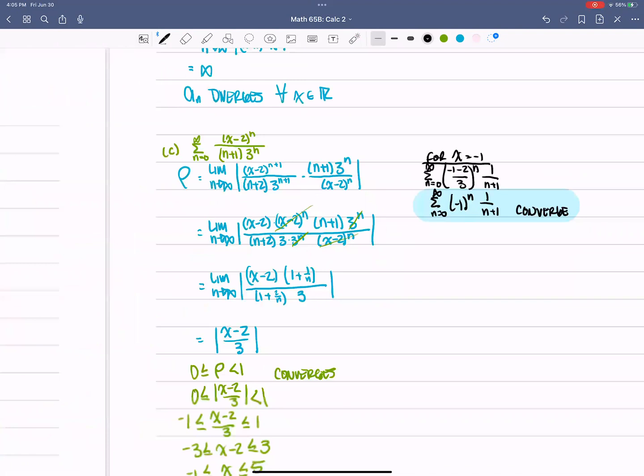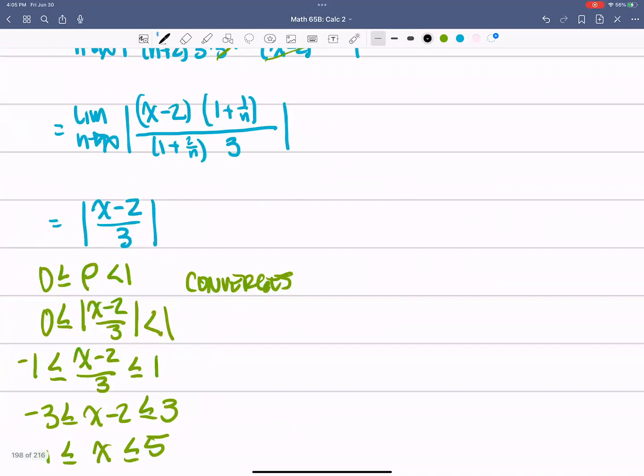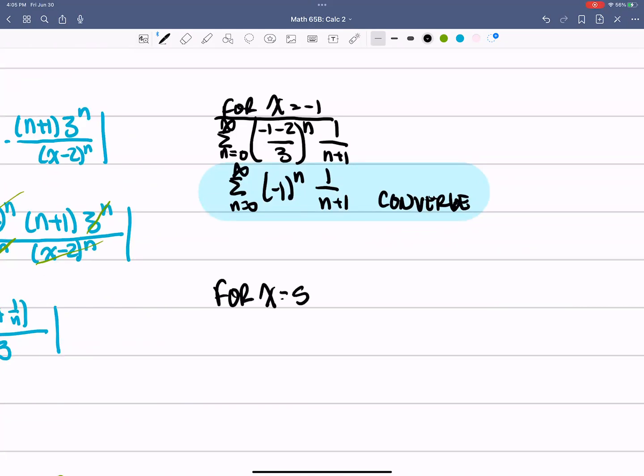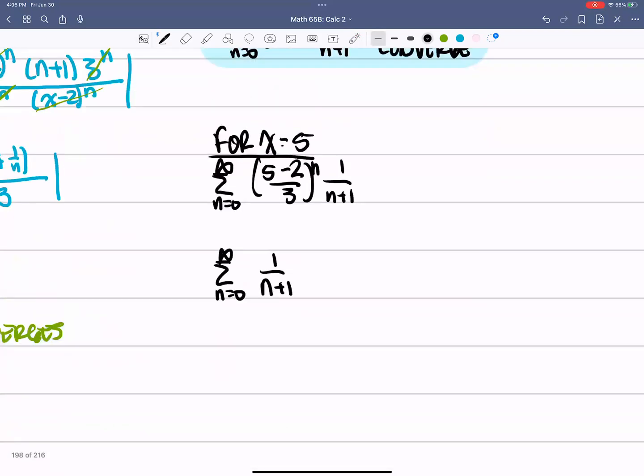And now let's see if it converges for x equaling 5. So for x equaling 5, the sum as n goes from 0 to infinity of 5 minus 2 over 3 to the power n, 1 over n plus 1. So 5 minus 2 is 3. 3 divided by 3 is 1. 1 to the power of anything is still going to be 1. So all we have here is 1 over n plus 1. And this actually diverges.